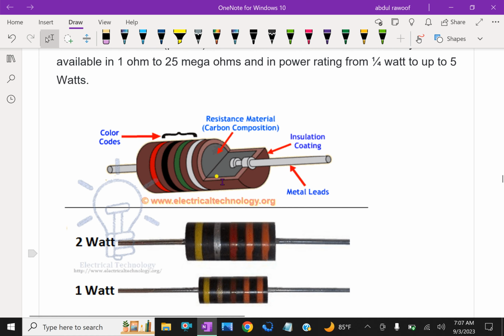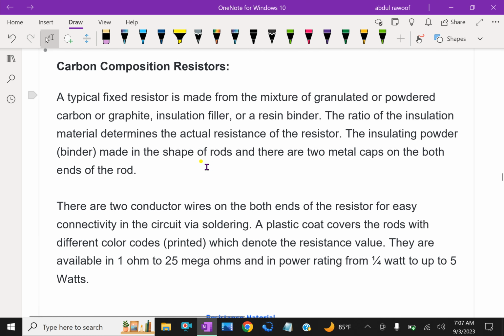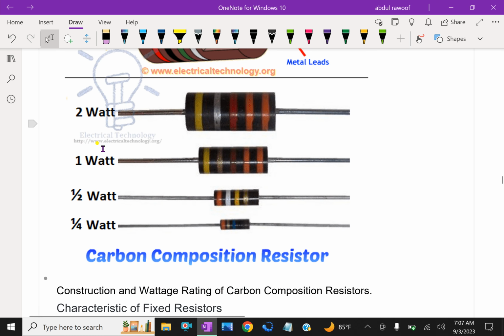These are some carbon composition resistors. These are available in different sizes.